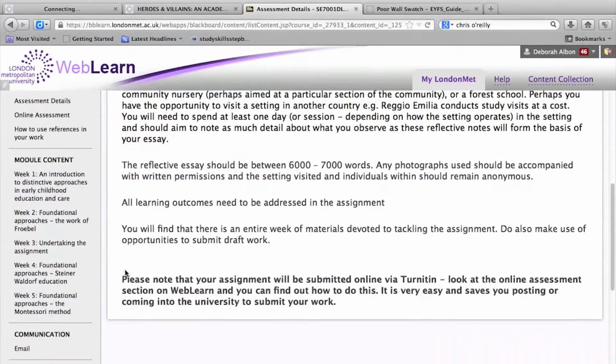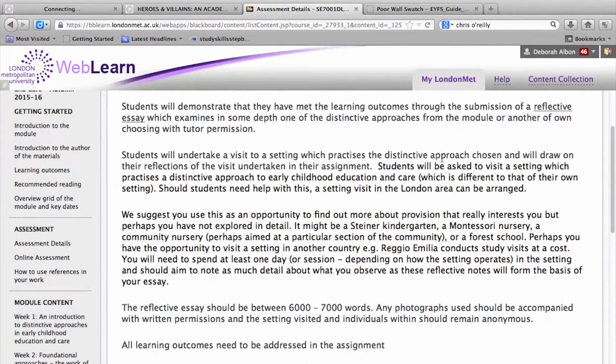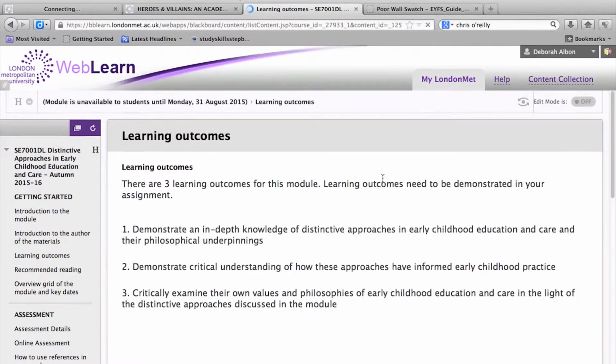Now, when you do your assignment, all the learning outcomes need to be addressed. So again, look down this left-hand navigation and you'll see where it says Learning Outcomes. When we click on this and open, we can see that there's 3 for this module. Sometimes there's 4, but for this module there's 3, and they all need to be demonstrated in this essay. You can see the first one's asking for an in-depth knowledge of distinctive approaches. When it's saying in-depth, that's certainly saying to me that you need to be doing plenty of reading and referring to it in your assignment.